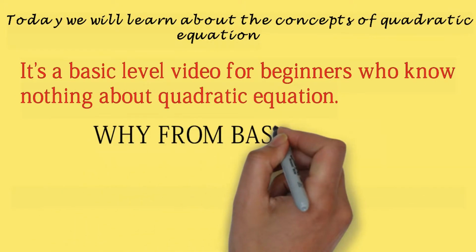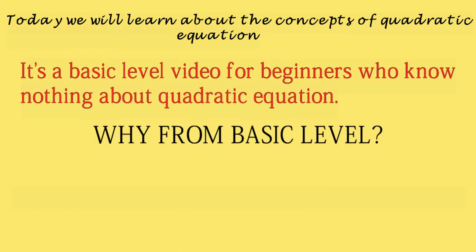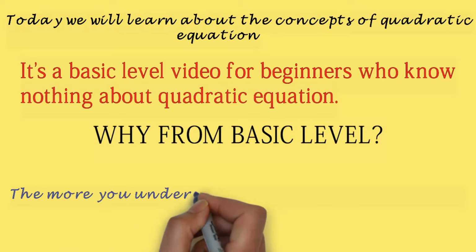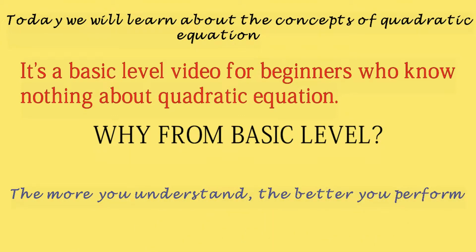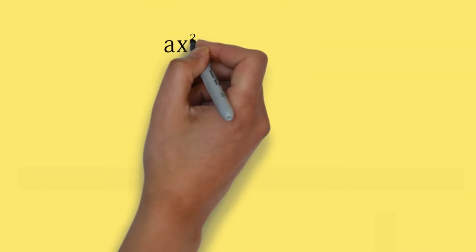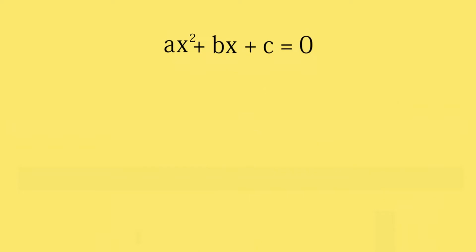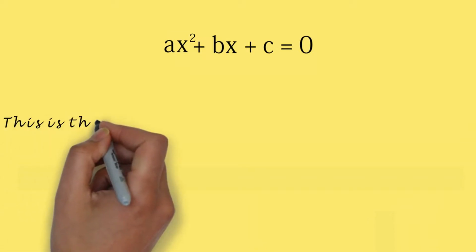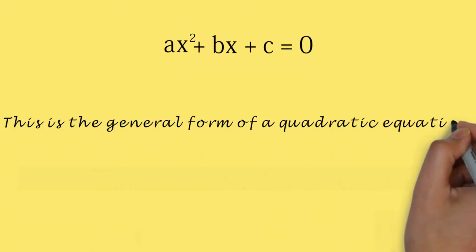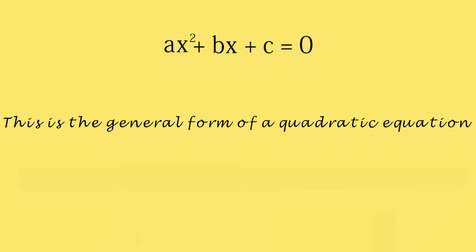Now, why do we start from the basic level? Because the more you understand, the better you perform. So let's start, friends. Listen to my words carefully. You can see, I am writing an equation. It is ax squared plus bx plus c equals 0. This is the general form of a quadratic equation, or you can say a quadratic equation looks like this.